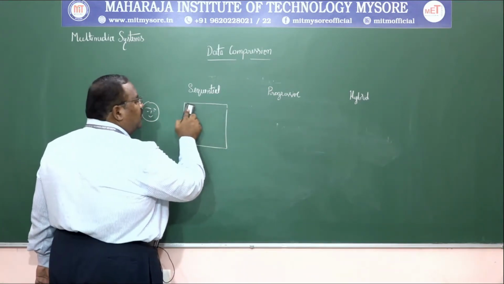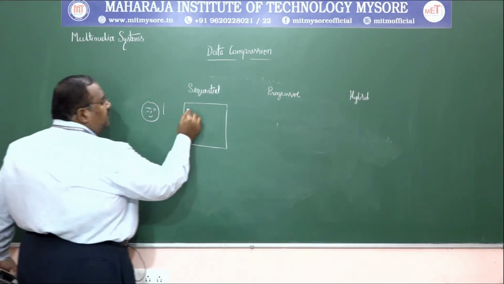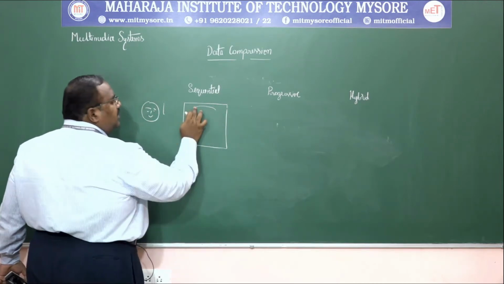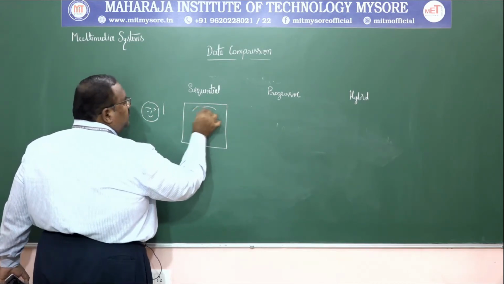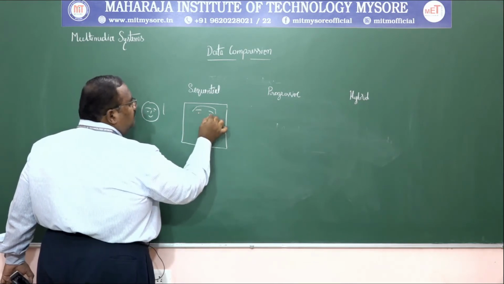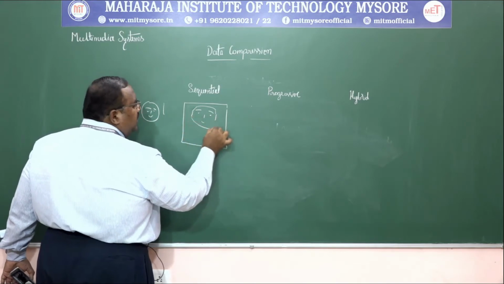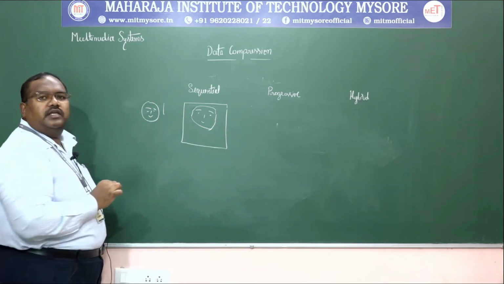In a sequential mode, what happens? In sequence order from the top down, first this part is constructed or visible, and next it goes on like this, where the eyebrows come up, next the eyes, next the nose, and next the mouth, and then the image is complete.